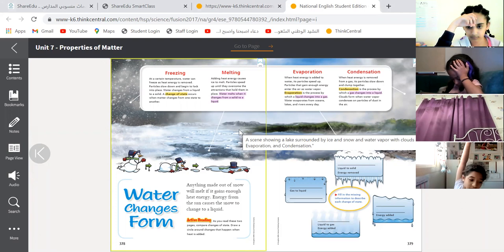Yes, Yelian. From liquid to solid is freezing. Excellent. From solid to liquid is melting. Very good. So you told me the process and its opposite.